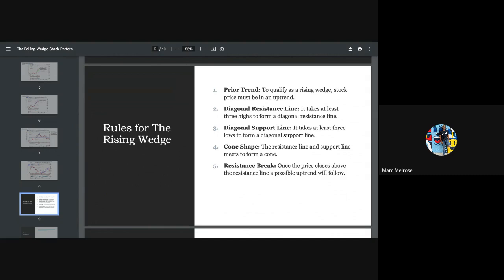The next thing is to get into a trade once you can confirm that it has broken beneath your support level. I have resistance break here, but I meant to put support break. So that needs to be a support break to the downside. Once the stock price breaks beneath the support line, you'll feel comfortable getting into the trades, and then use those target prices to get in and out of those trades.